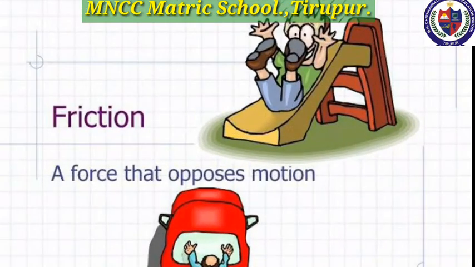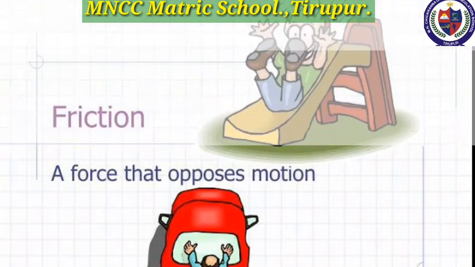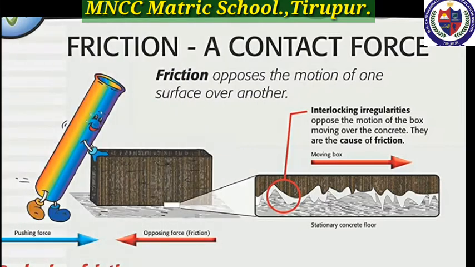Third one is friction opposes motion. Friction opposes the motion of one surface over another. If you are giving force to push a wooden box, the interlocking irregularities between the wooden box and the floor oppose the motion of the box moving over the concrete. They are the cause of friction. That is, an opposing force or opposing friction can be created.